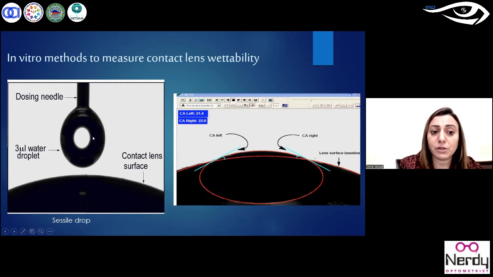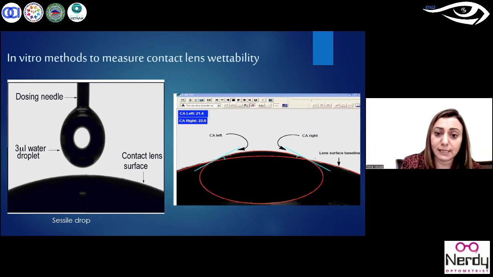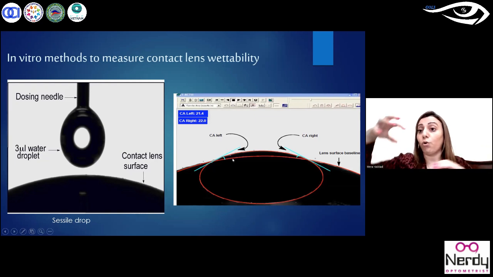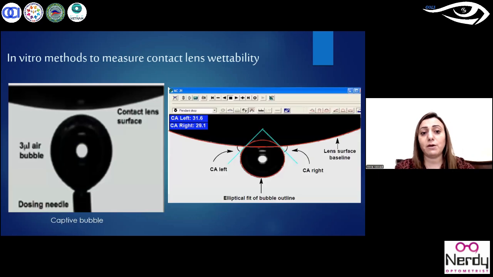So we put the drop of water on the contact lens, and then either it spreads or it stays as is. Then the instrument measures the right and left contact angles, and we take the average. The lower the contact angle, the better the surface, the better the contact lens, the more wettable the contact lens. So this is what we care about.